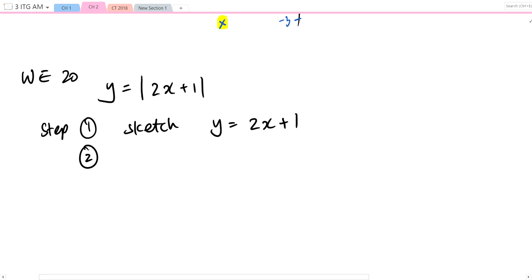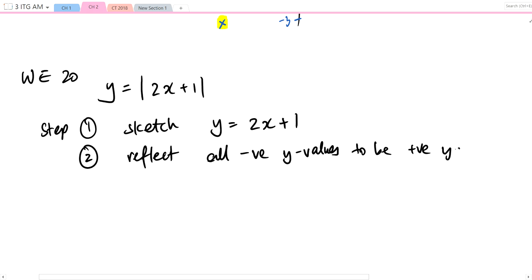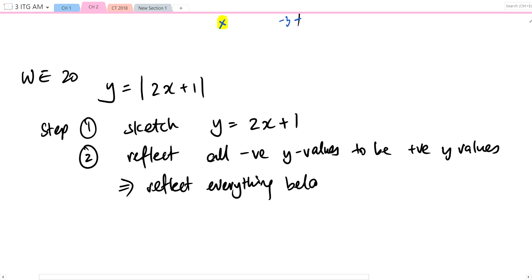Step number 2, reflect all negative y values to be positive y values. In other words, this is reflect everything below the x-axis upwards, because that is the function of our modulus sign.